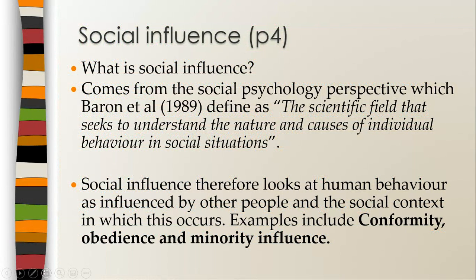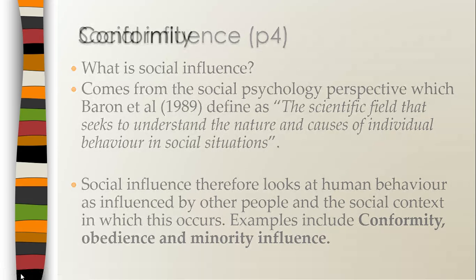So social influence comes from the perspective of social psychology, and it looks at human behaviour influenced by other people and the context in which this behaviour occurs. That's what we're talking about when we talk about social influence. The examples you need to know include conformity, obedience, and minority influence. Just make sure that all the blanks in the booklet on page 4 are filled in.